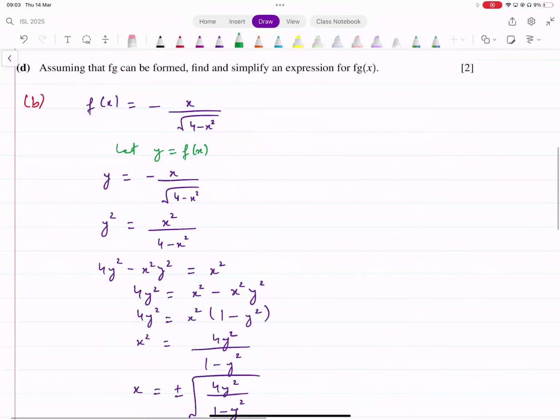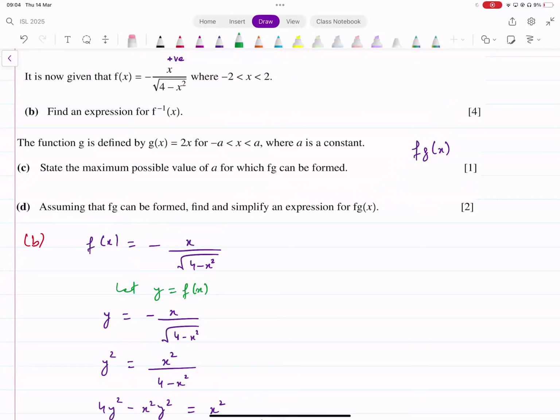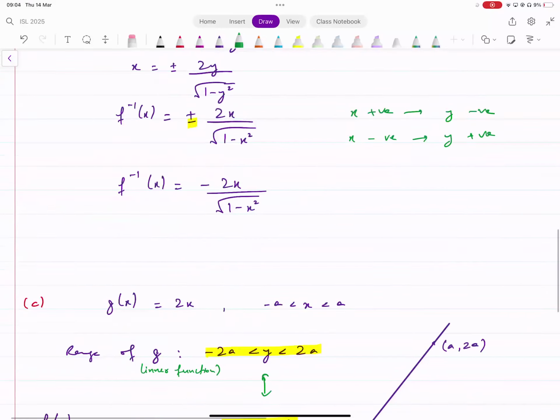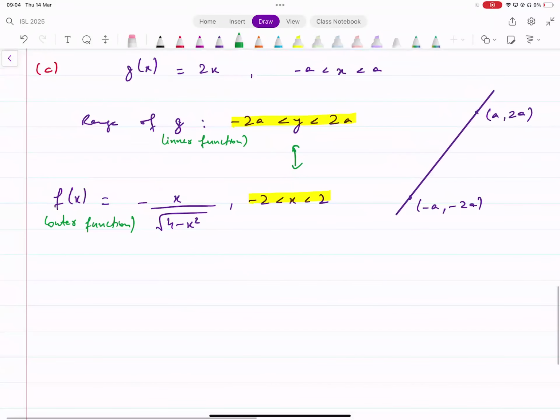अब देखें उसने क्या कहा है? Find the maximum possible value of a for which fg can be formed. अब यहाँ पे अगर हम a की वैल्यू, अगर ये दोनों correspond करते हैं 2a और 2, तो a की वैल्यू क्या आती है? 1. The maximum value of a that you can have here is 1.